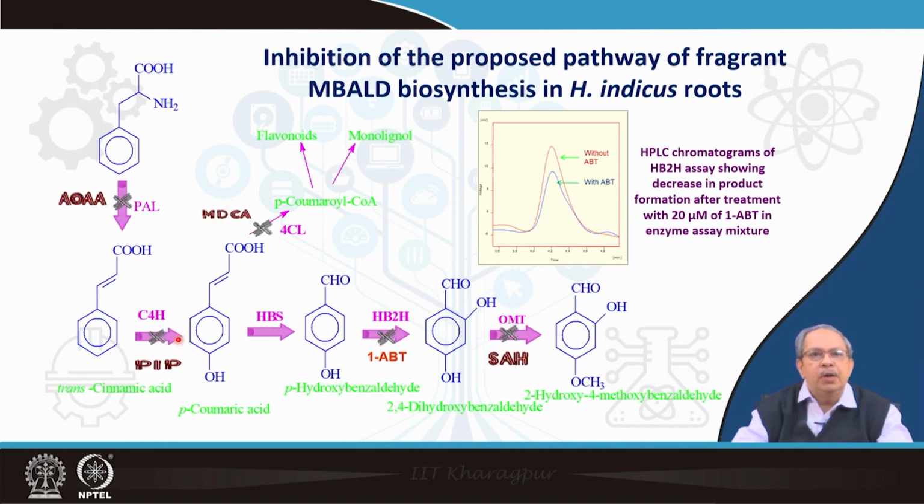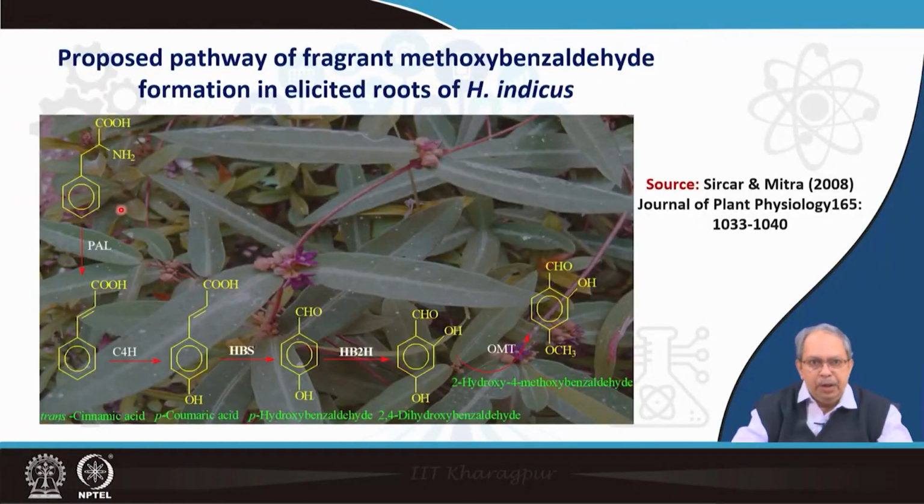Similarly, the inhibitor for the cinnamate 4-hydroxylase, which is piperonylic acid, was also fed in a separate reaction, and that affected the embald synthesis. So, this further confirms that indeed C4H is very much a part of the pathway, and then HBS, then B2H, HB2H. For that, inhibitors were available, and a similar experiment was done, and finally, for the last step also S-adenosyl homocysteine was added, which is an inhibitor of OMT, and we see the suppressed formation of the product. So, with inhibitor, precursor feeding, and the enzyme assay, the pathway for the fragrant methoxybenzaldehyde from phenylalanine has been established at the enzymatic level.